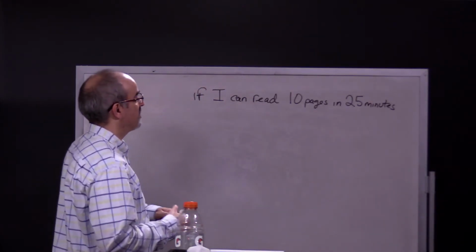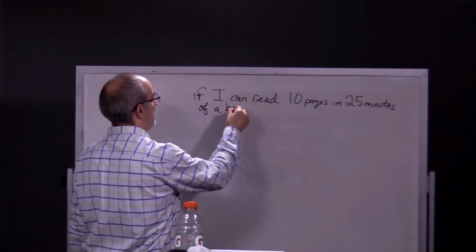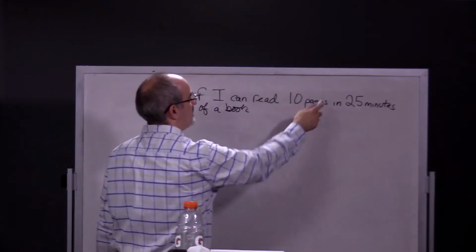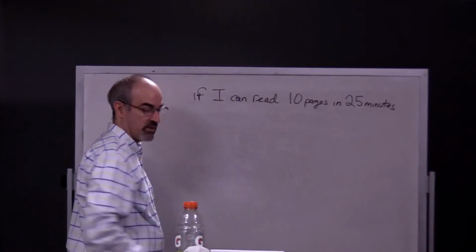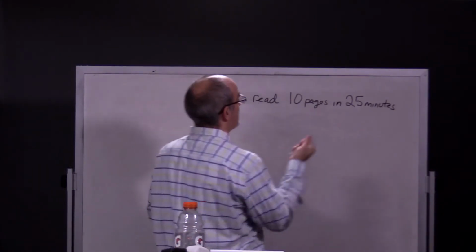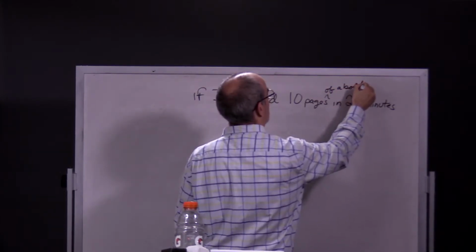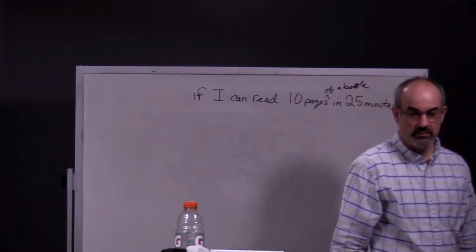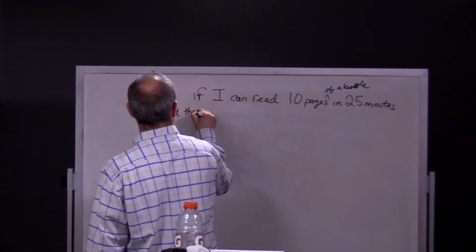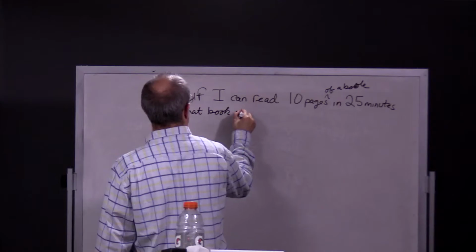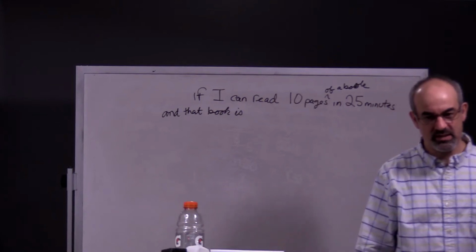If I can read 10 pages in 25 minutes of a book, really the "of a book" should be in here. I know this is an English class, but I don't like when I word something wrong. If I can read 10 pages of a book in 25 minutes, and that book is, I'm going to write how many pages the book is. Let's see.